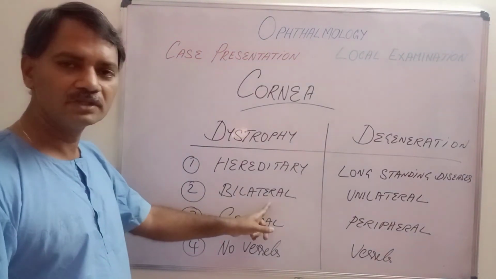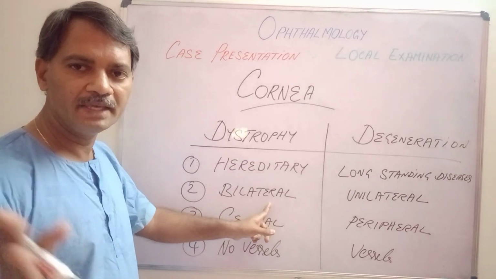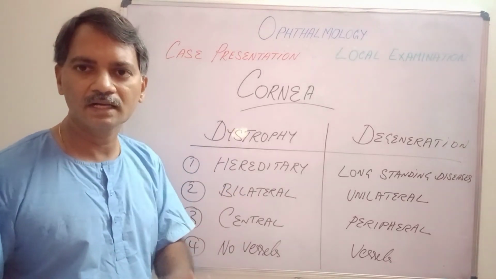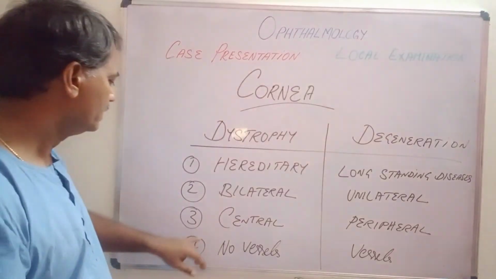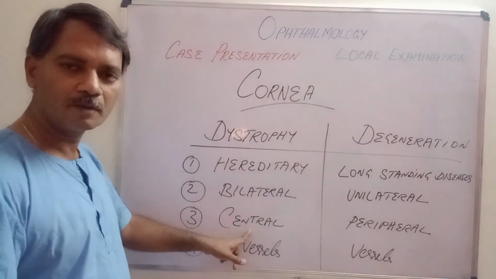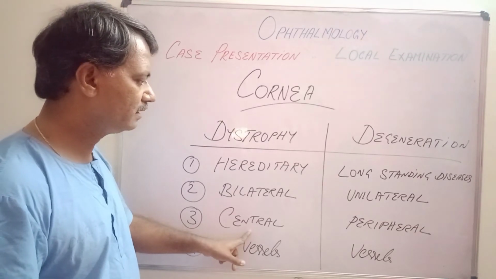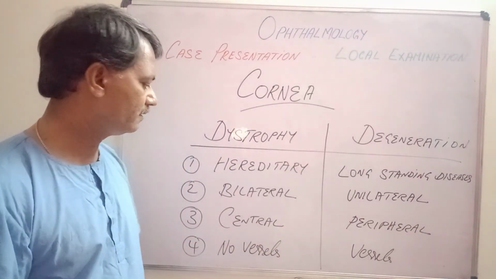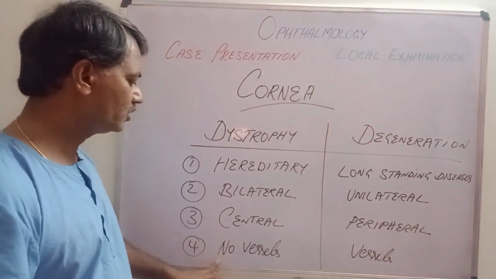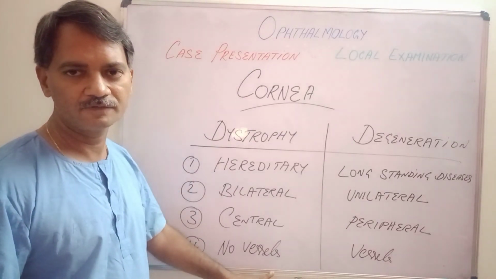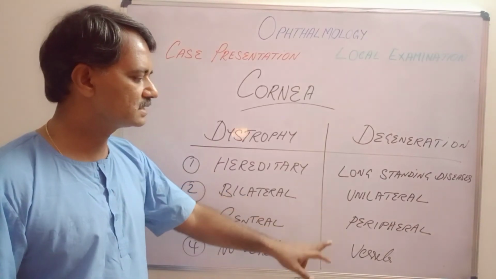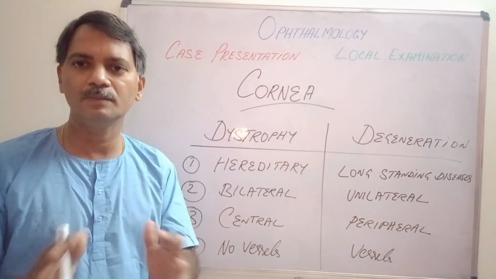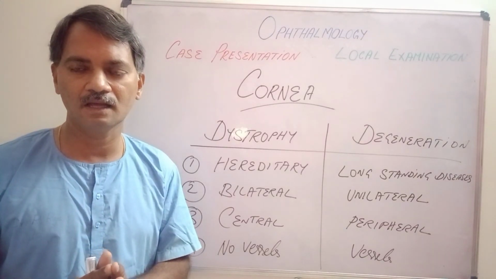Dystrophies will occur in both the eyes, even though it may be asymmetrical. Degenerations, most often, occur only in one eye. Dystrophies are most commonly seen in the center of the cornea. Degenerations are usually seen in the periphery of the cornea. Dystrophies will not have any vascularization of the cornea. Degenerations will have vascularization of the cornea. This is how we differentiate between a dystrophy and a degeneration.